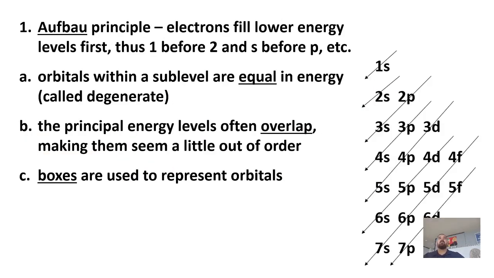So now we're going to talk about some rules with electron configuration. Let's write these out one at a time. So the first one is going to be Aufbau's principle. Aufbau's principle tells us that electrons fill the lowest energy level first. Don't worry about the second part. So Aufbau's principle tells us that electrons are going to fill the lowest energy level first.